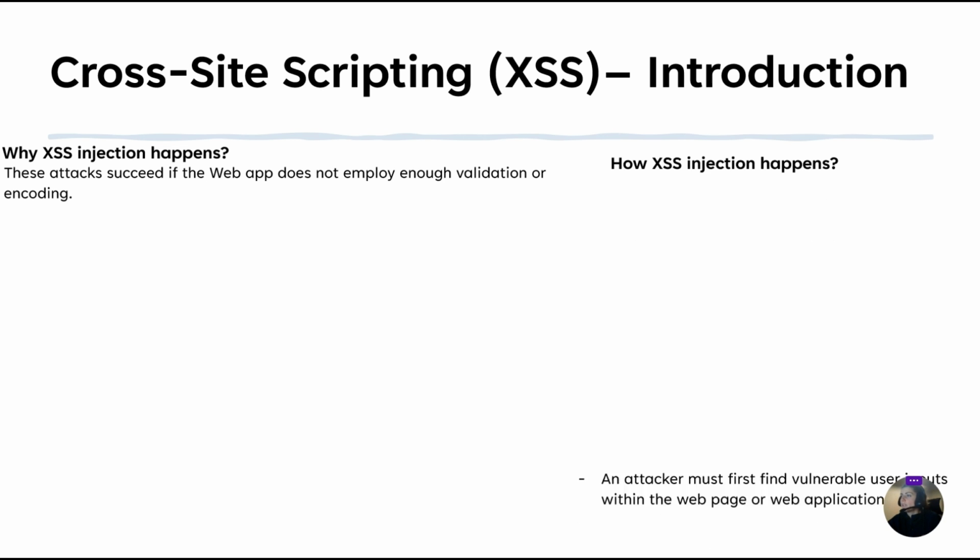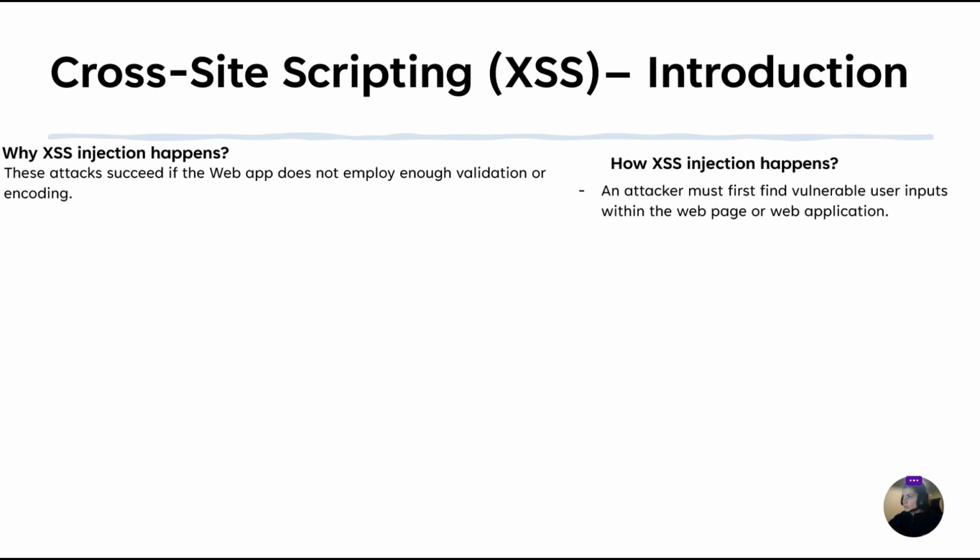How does cross-site scripting injection happen? An attacker must first find vulnerable user inputs within the web page or the web application. If there's no vulnerable input, the attack will be unsuccessful. The attacker also should create input content, often called a malicious payload, script, or code. So yes, the attacker should craft their payload and inject it into a vulnerable web application.